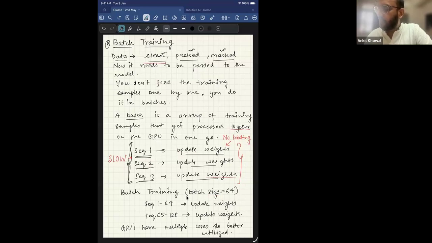Instead of doing this, what we can do is batch them all together and send it to the model. Now what will happen is sequence 1 to 64, everything is sent with a batch size of 64. It will compute the overall loss between these sequences and update the model weights. Similarly, I'll send the whole batch together and update the weights.